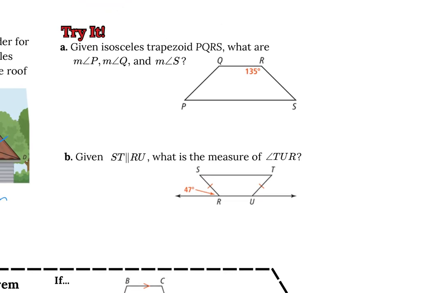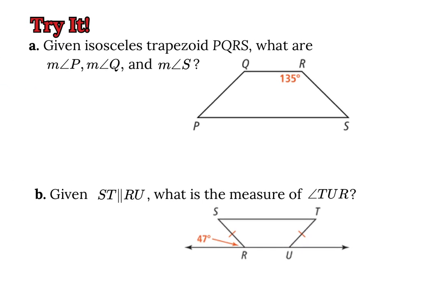All right, your turn to try it. Given the isosceles trapezoid PQRS, what are the measure of angle P, the measure of angle Q, and the measure of angle S? Okay, we know that the measure of angle Q would also be 135 degrees.